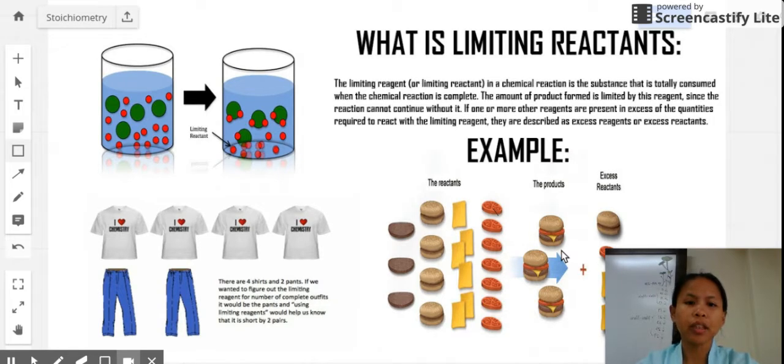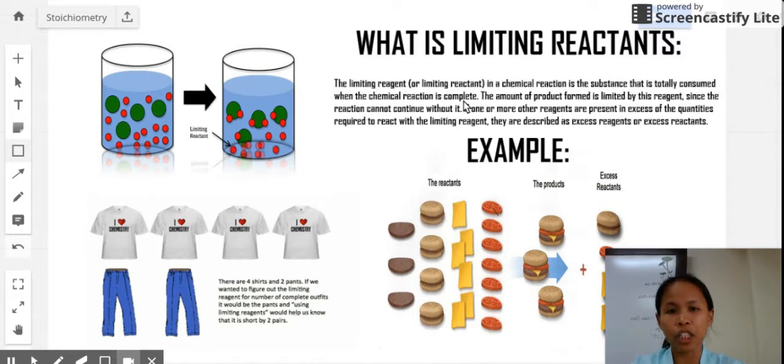Limiting reactant. When we talk about something that limits, it is usually the one that will dictate the progress of something. In the case of a chemical reaction, when we talk about limiting substances, or simply limiting reactants, these are the substances that are completely consumed or used up when the chemical reaction is complete. The amount of product that will be produced is dependent upon the amount of your limiting reactant.